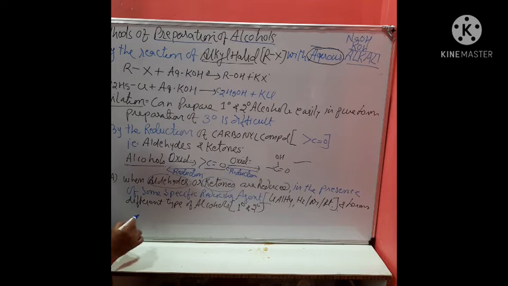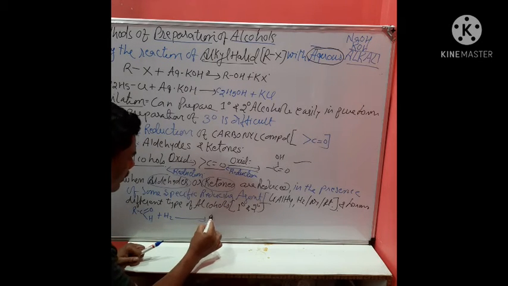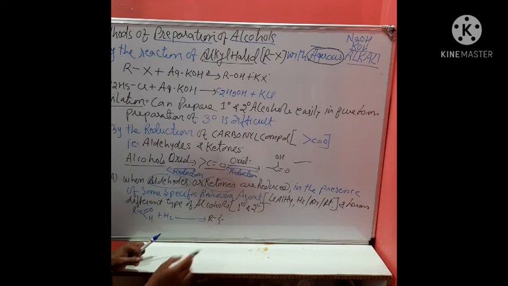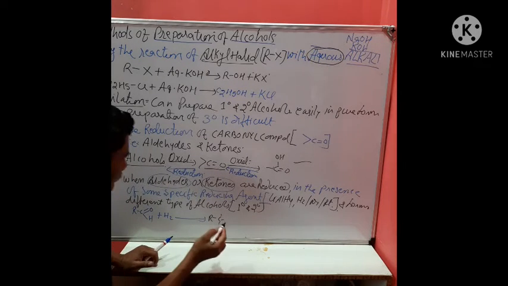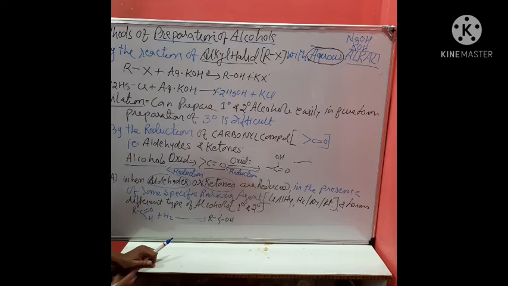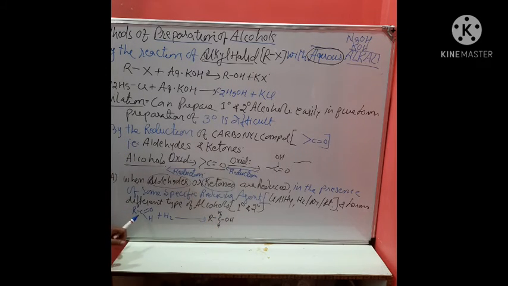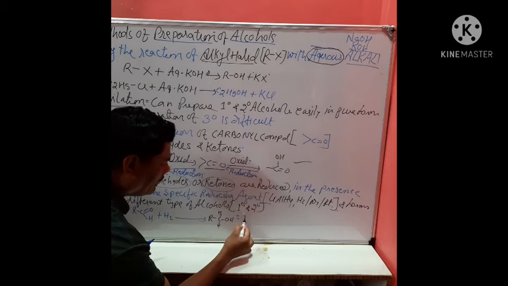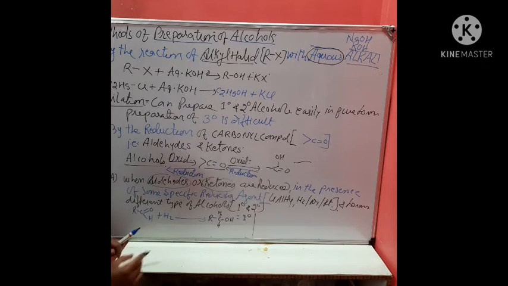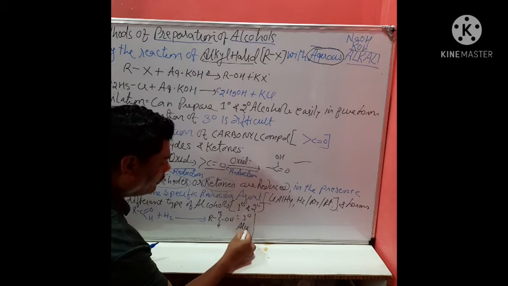Like R, C double bond O, and this is H. When reduced using this reducing agent, it converts into RCH2OH. That is simply two hydrogens added to the compound. This is known as a primary alcohol.